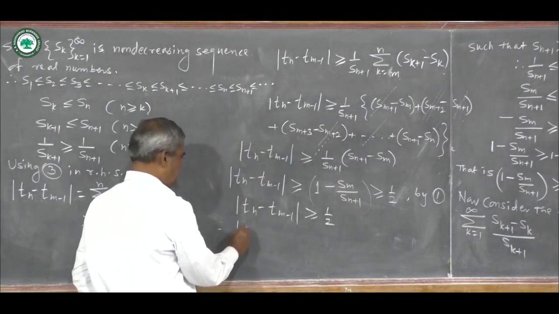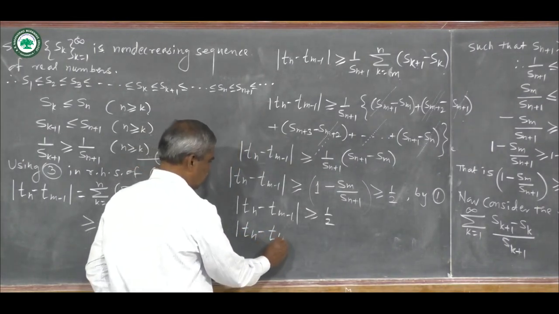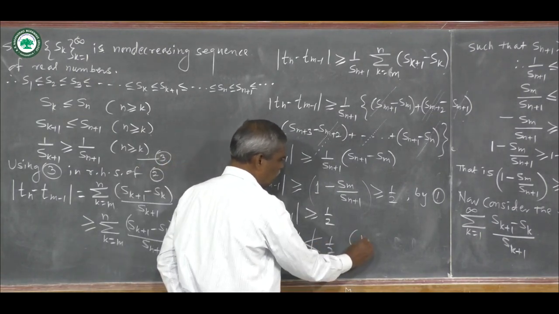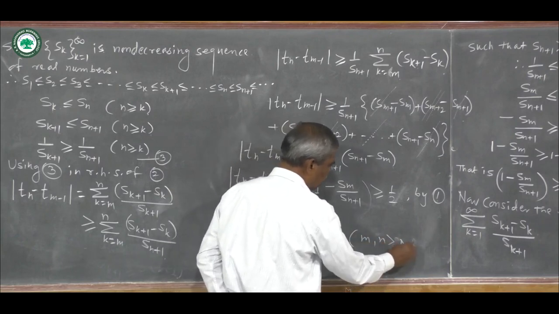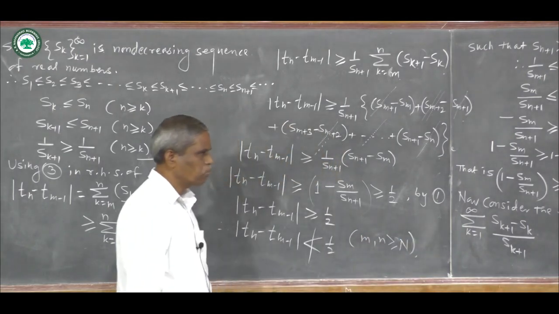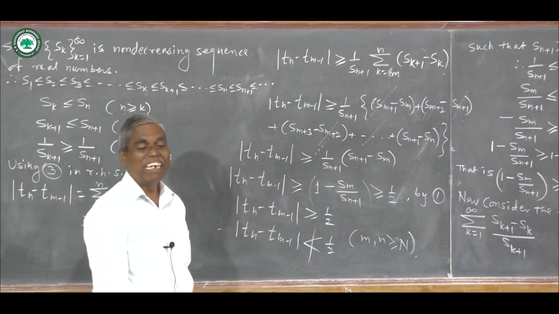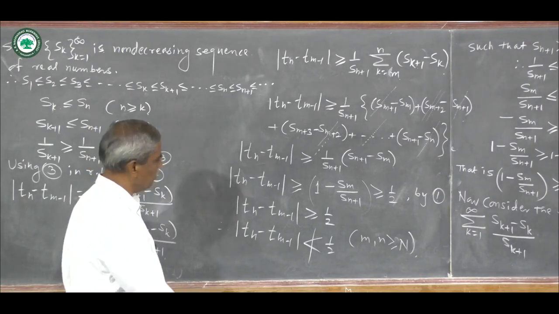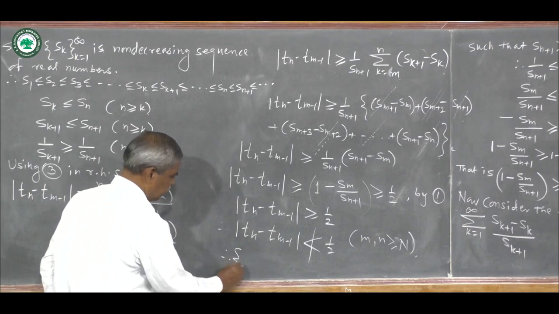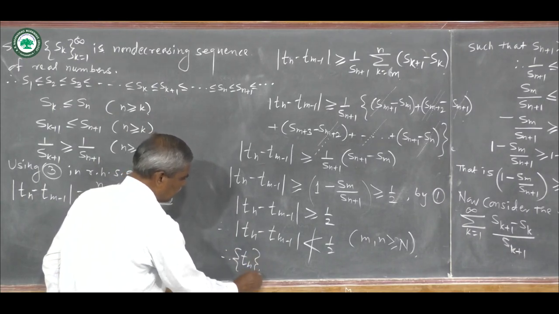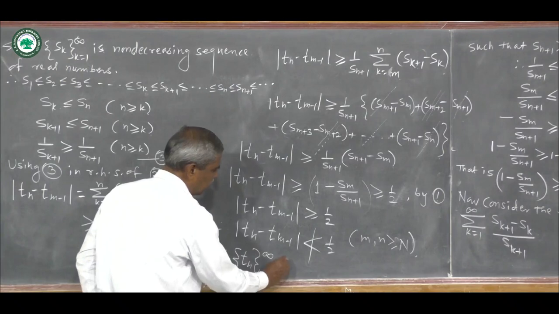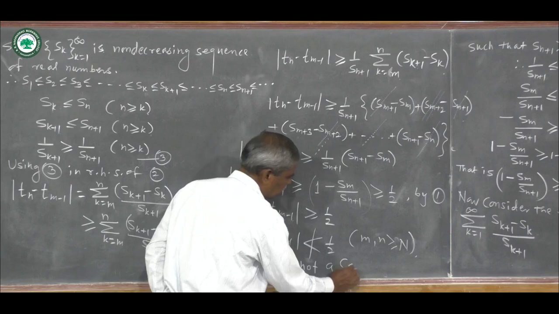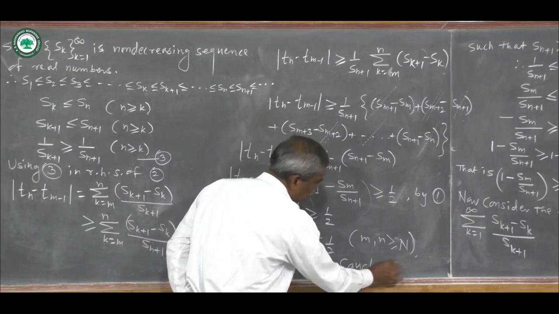Therefore, mod of Tn minus Tm minus 1 is not less than 1 half for all m, n greater than or equal to capital N. Therefore, this sequence Tn, n is equal to 1 to infinity, is not a Cauchy sequence.